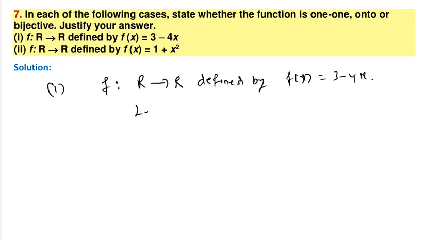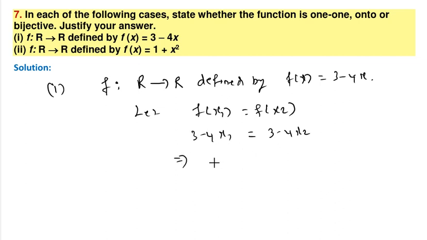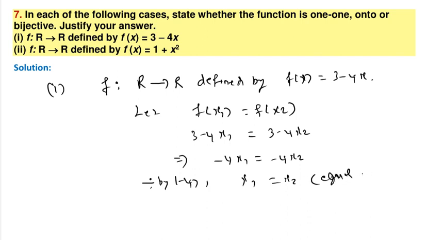Let us take f of x1 and f of x2 the same. What is the image of x1? 3 minus 4x1. Image of x2, 3 minus 4x2. Now we can simplify, we can cancel 3 on both sides. Minus 4x1 will be equal to minus 4x2. Now divide by minus 4, we get x1 equal to x2. That is, equal pre-images.